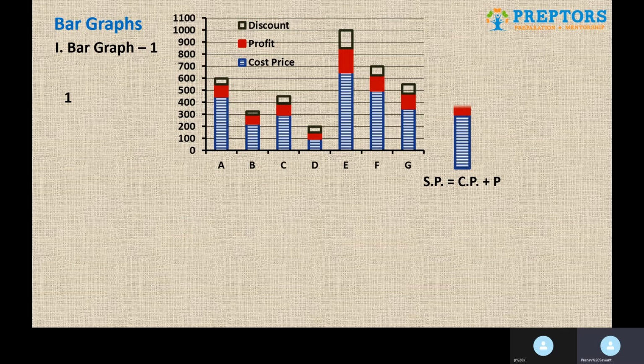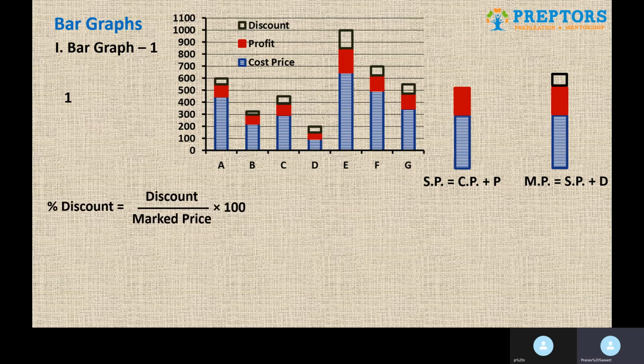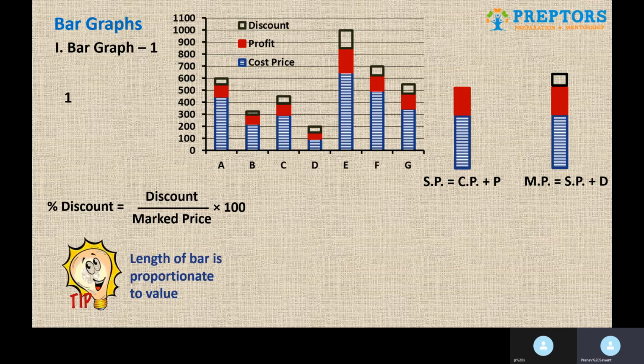Now SP is equal to CP plus profit. This is the formula. Similarly, MP is equal to selling price plus discount. And we also know the formula of discount percent, that is discount upon mark price into 100. Now guys, we can use this concept of length of the bar is proportionate to value. So in this concept, we will not even look for the actual values. So we will just start comparing the lengths of the bar.